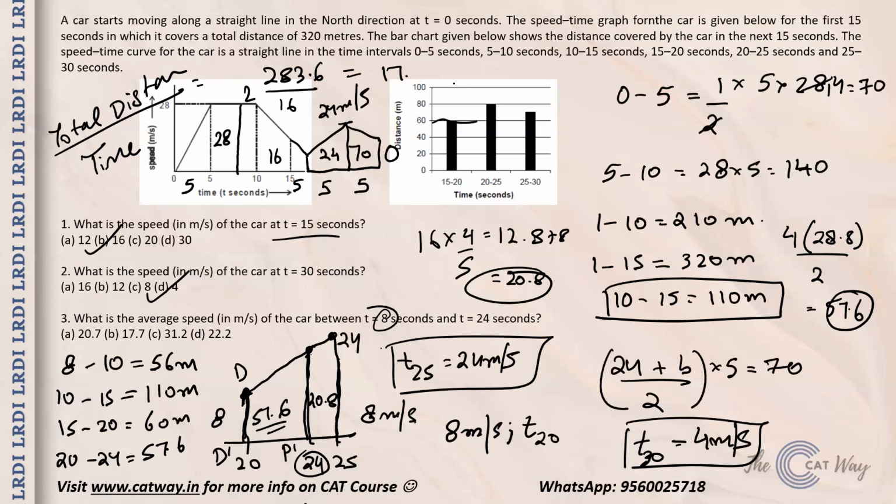So the correct answer for the third question is option B, 17.7. This was a pretty good set, guys, and a good set to understand how time, speed, distance, and the graph are used in your LRDI. You might see this set in your mock at least once, and if you're lucky enough, you might get it in CAT as well. So now you know how to solve such a set when it comes, and the most important thing you have to always remember is the area of the trapezium, because that is going to help you over there.